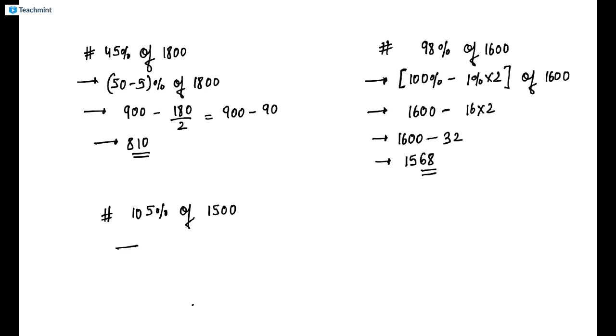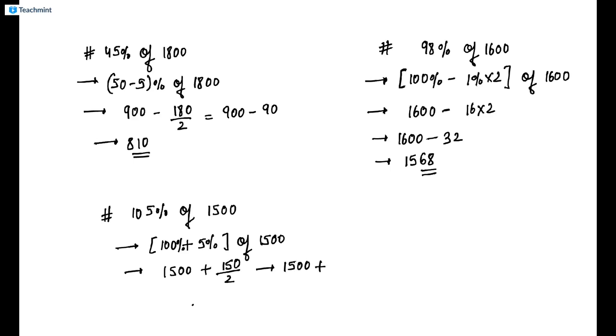So we can write this as 100 percentage plus 5 percentage of 1500. So 100 percentage will be 1500. I told you, 5 percentage is half of 10%. For 10%, put a decimal after one digit from the right hand, 150, by 2 it will be 75. It will be 1500 plus 75. It is 1575. See how easy it is to calculate now.